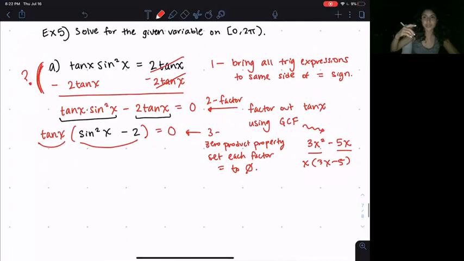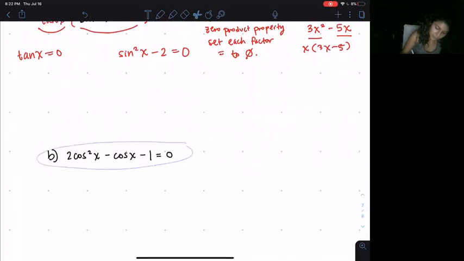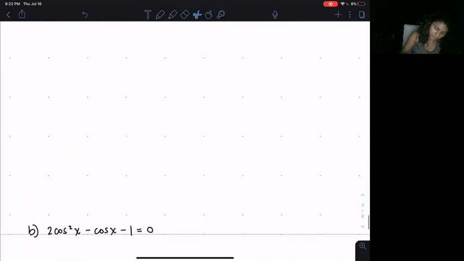So similar to our example from squaring, where we had tan equaling the positive and tan equaling the negative in our last example, we're also going to have two separate equations here. So our first equation is tangent x equals 0, and our second is sine squared x minus 2 equals 0. I'm going to go ahead and move this because I need a little more room than I thought.